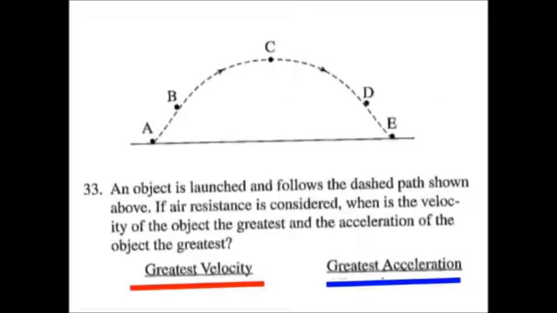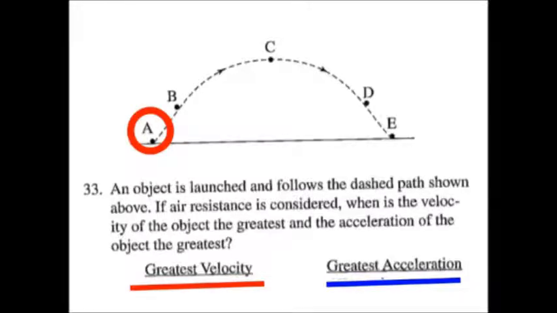33. An object is launched and follows the dashed path shown above if air resistance is considered. That makes it harder. When is the velocity of the object greatest? When is the acceleration of the object greatest? Let's do velocity first, and it's A. That's when the velocity is greatest.